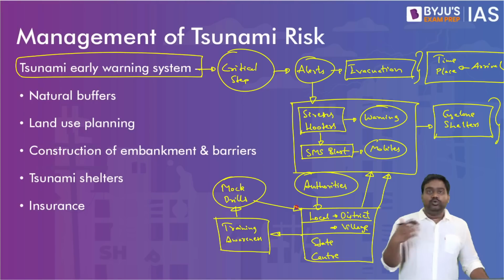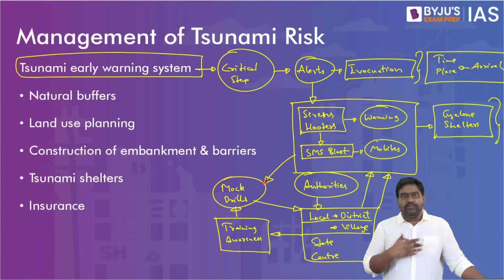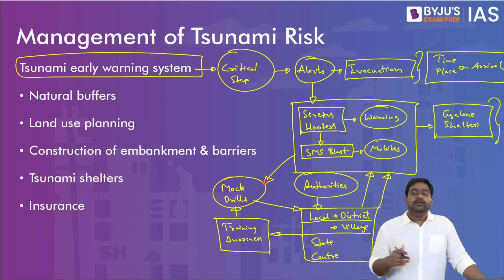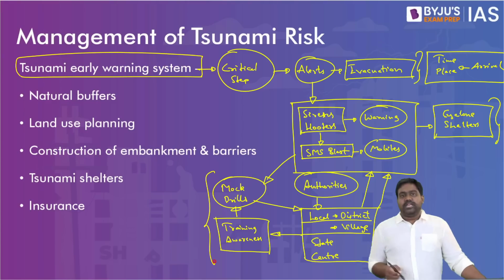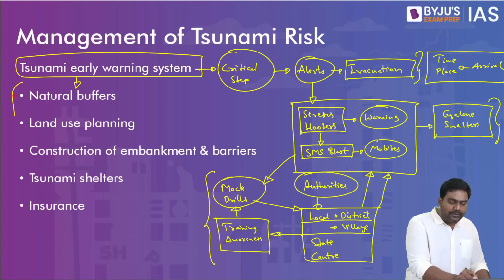Once the sirens and hooters go off, or once they get the SMS, they should know what to do. People have to leave everything behind and run immediately, right? You can even train the hotels and resorts to evacuate the tourists. So every stakeholder has a responsibility to act immediately once the alert is sounded.